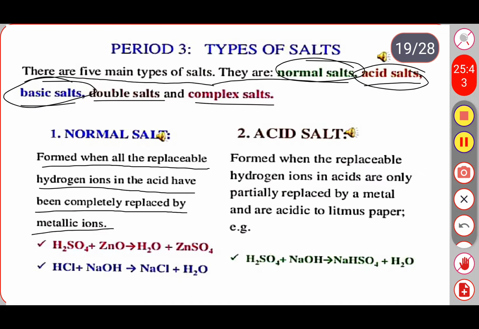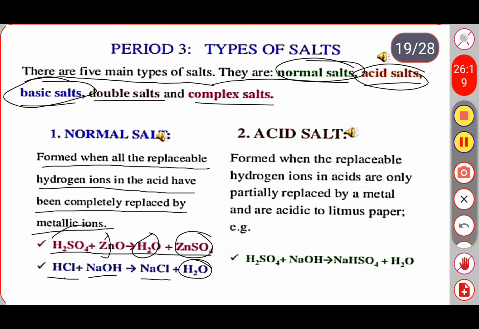See here some of the examples given. H2SO4 and zinc oxide: what happens in the reaction? Sulfuric acid, H2SO4, reacts with zinc oxide. The zinc completely replaces the hydrogen, and it forms water along with zinc sulfate. Similarly, when HCl is combined with sodium hydroxide, it forms sodium chloride along with water. So these are some examples of normal salts.